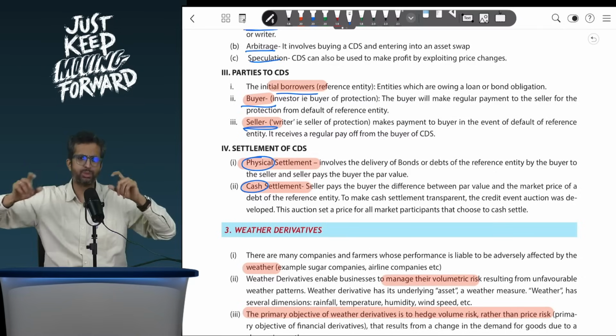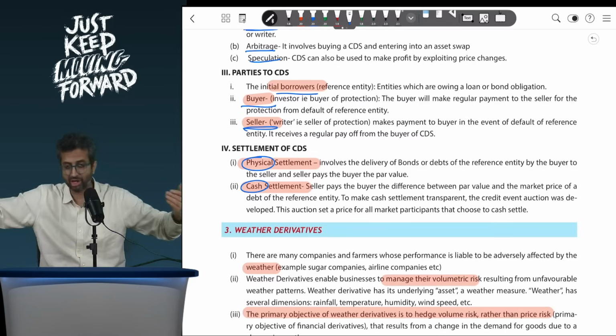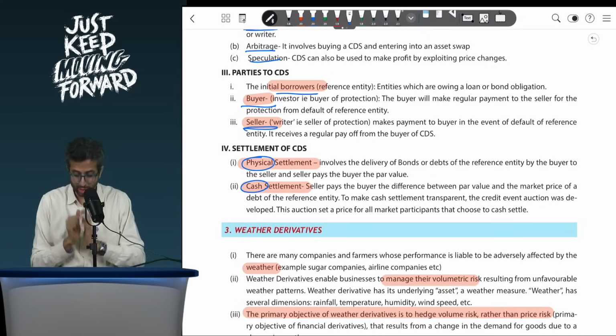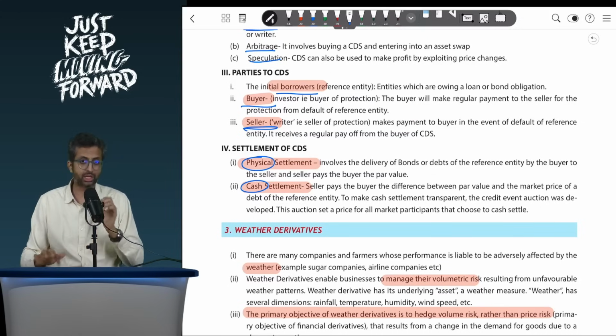However, the difference between what SpiceJet is willing to pay me, that is 20, as compared to what the par value was, 100, that is 80 rupees, is what they have to pay me. So this is regarding CDS. I would expect a possible question on CDS, which is relatively more important.